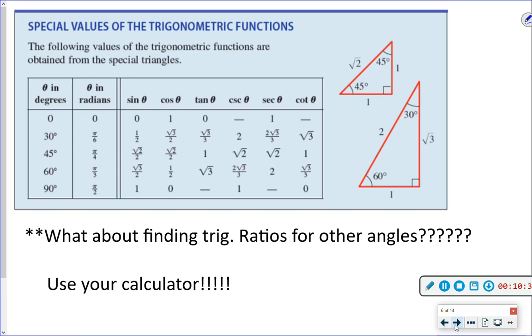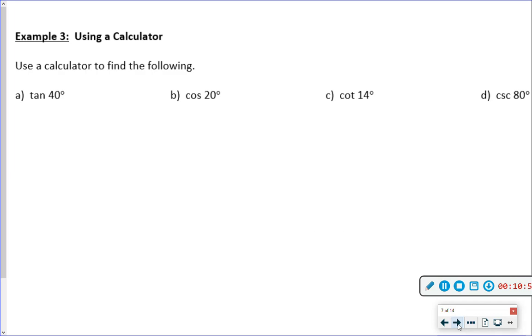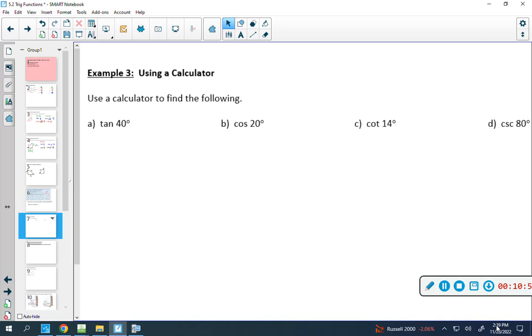Now, if I want to do a trig ratio for another angle, like a 47-degree angle, I want the sine of 47 degrees. I can't make you a special triangle with a 47. So I'm going to show you how to do those on your calculator. So we got all sorts of good stuff. So tan of 40, I'm going to have to do it on my calculator. So pull up your calculator.